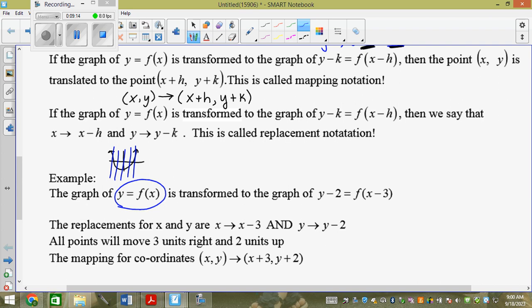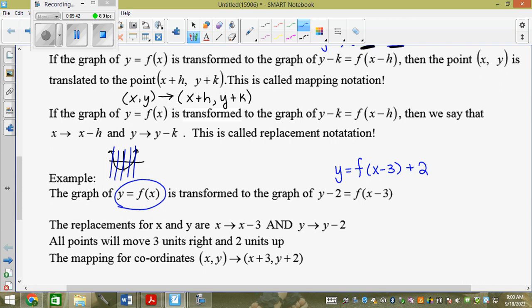We get taught that in grade 10. So the graph of y equals f of x is transformed to the graph of y minus 2 equals f of x minus 3. So is this an actual graph? This y minus 2 equals f of x minus 3. Is that a graph? Should I plug it into my calculator and get a graph? No. This is a fancy way of giving me transformations, right? So the first thing I'm going to do is get into y equals. y equals f of x minus 3 plus 2.